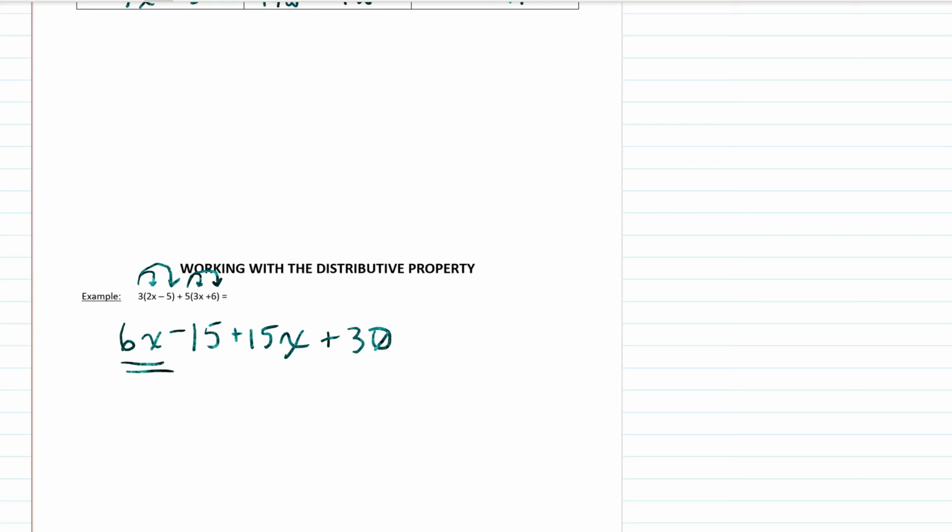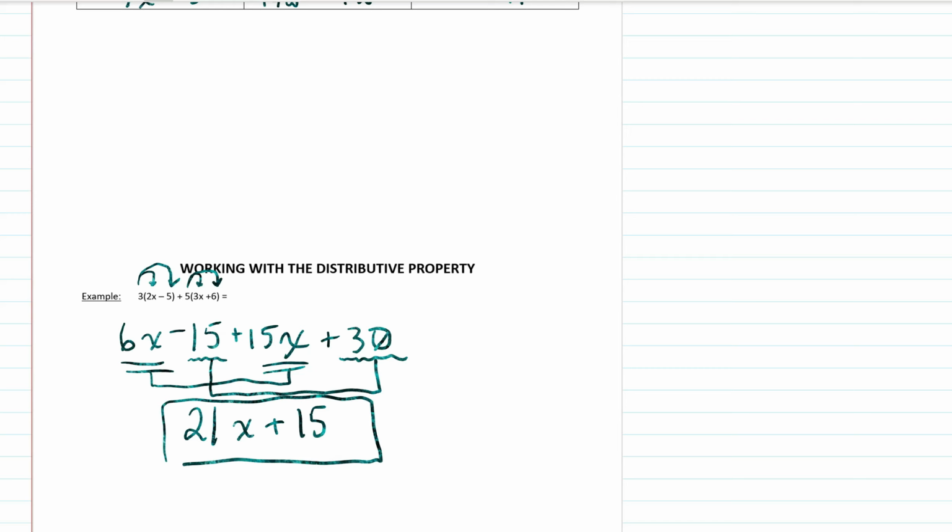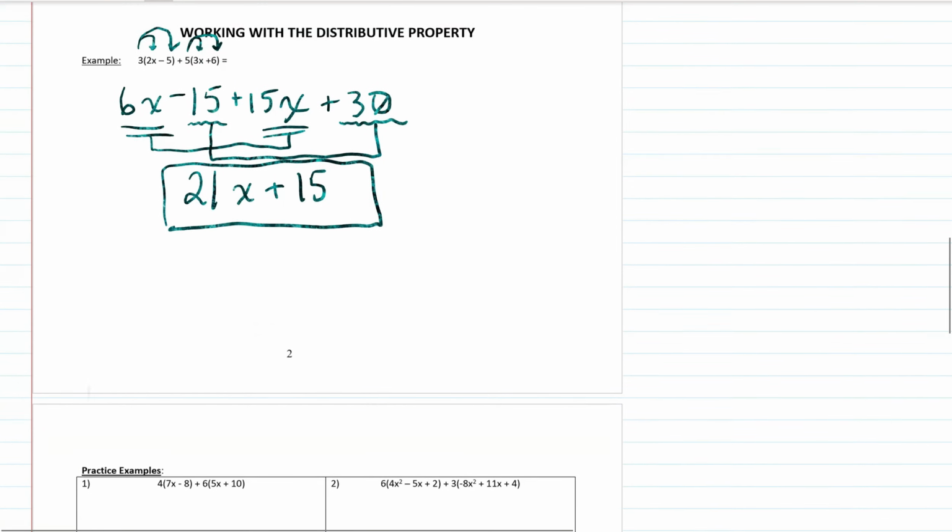Next, we combine like terms again. So the 6x and 15x are like terms. Signs are the same, so we'll add them. Keep the same sign. It's 21x. And then the constants, as I just mentioned previously, are like terms. So negative 15 and positive 30. Signs are different, so we subtract and take the sign of the larger magnitude number. So 30 and 15, we subtract them and get 15. The larger magnitude number is the 30, so we take its sign of positive. And we've simplified. So we saw that we had the distributive property, and that made us distribute and then combine like terms.